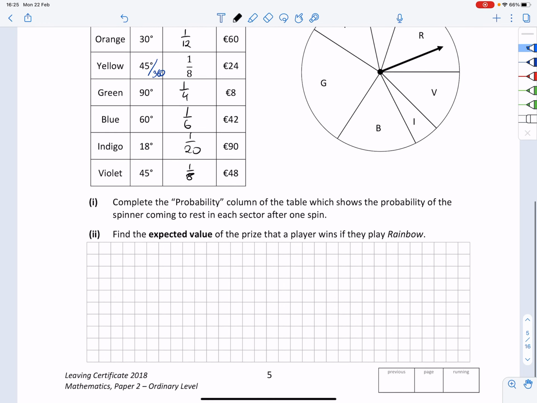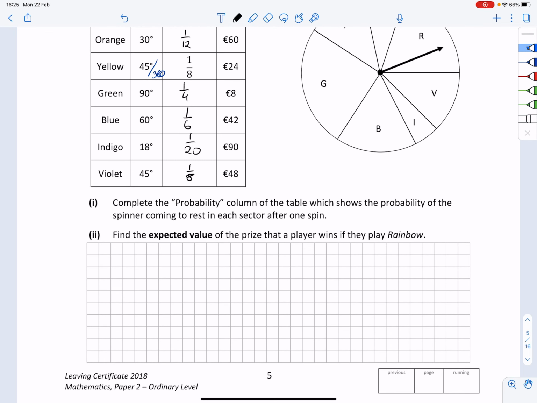The next thing is to find the expected value for the prize winning for a player who plays Rainbow. So the expected value for a given game is calculated by taking a sum of the probability of some outcome multiplied by the prize of that outcome. So let's call it capital X.